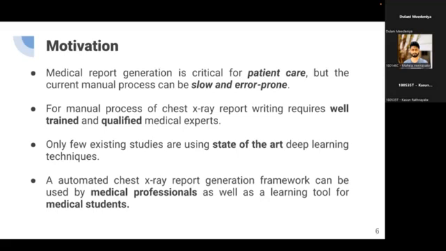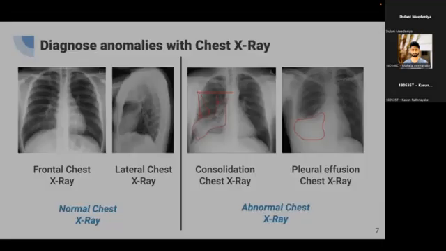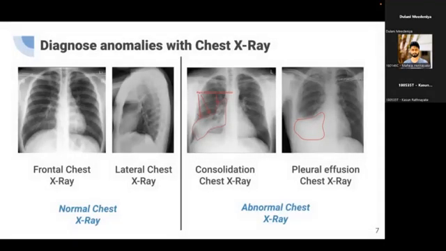So it motivated us to develop a fully featured automated chest X-ray report generation system. And also, furthermore, only a few existing studies for X-ray report generation are using state-of-the-art deep learning techniques. And we will discuss the limitations in existing literature in upcoming slides. And also, an automated chest X-ray report generation framework can be used by medical professionals as well as a learning tool for medical students. So in this slide, we have shown how X-rays are used to diagnose anomalies.